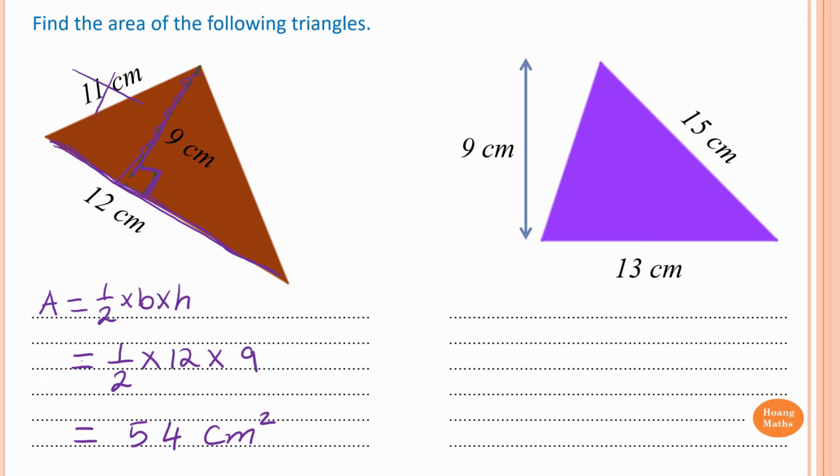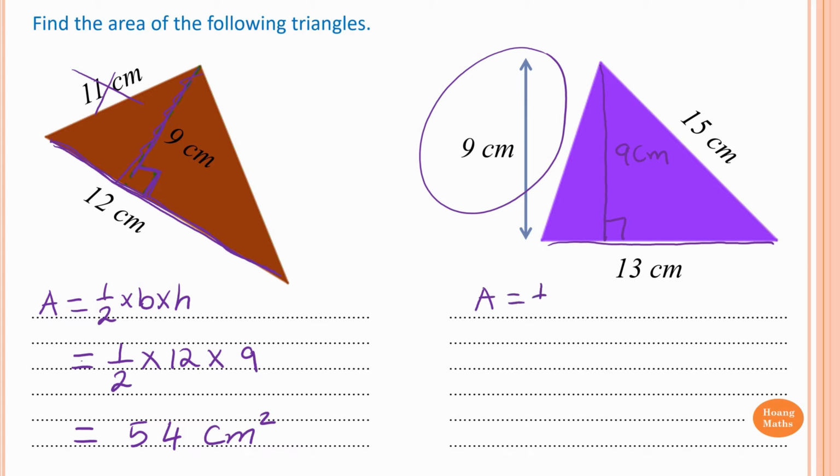Second one. So in this triangle here, we have 15 centimeters and 13 centimeters, and both are the side length. This 9 centimeters here is the perpendicular height to this length here. Or you can just draw this on here. So this is 9 centimeters. That's what that meant. So the area of a triangle A is a half times base times the perpendicular height.